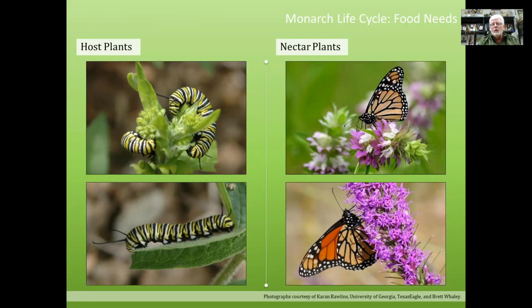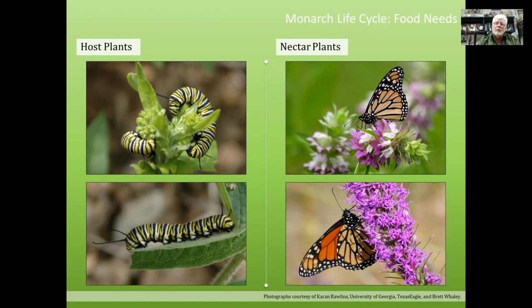The one thing I also need to point out is that many people, when they think about monarchs, only think of the milkweed. That is just the host plant. That is what the caterpillars require for their survival. However, the adults really require nectar plants, particularly during the breeding season, to build up their energy. When that milkweed is good and fresh, they will use the milkweed for nectar. It is a really good nectar producing plant.